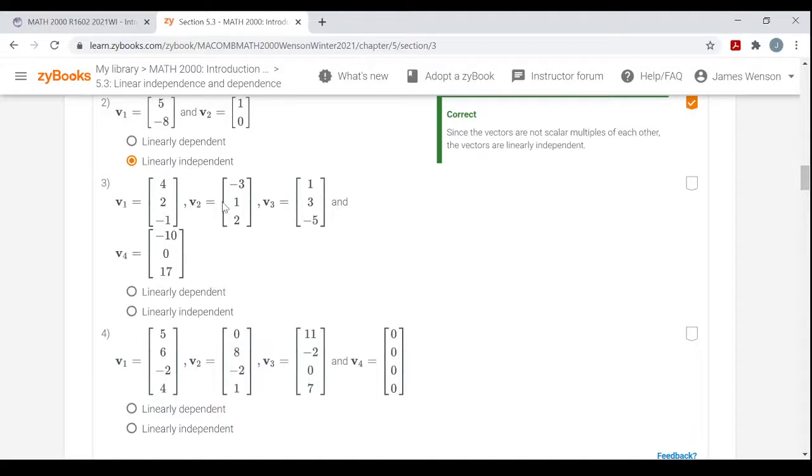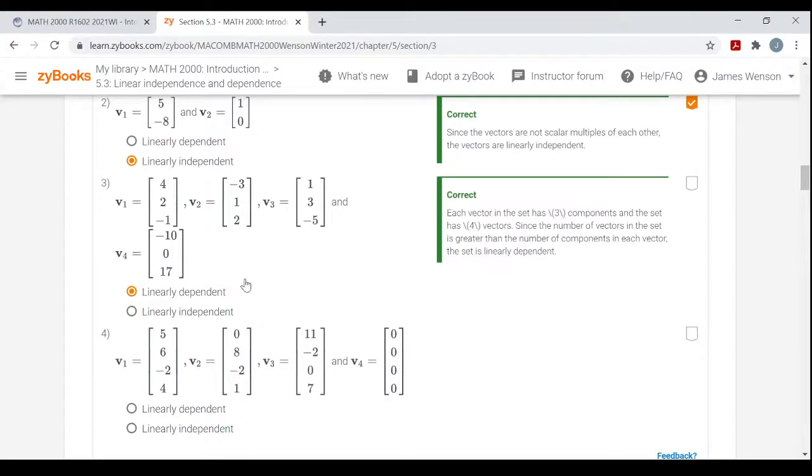You see how there are 4 vectors in this set, but there are only 3 components in each vector. So when you set up your coefficient matrix, it would be a 3 by 4. And when you put that in echelon form or reduced echelon form, at least one of those columns is going to be non-pivot. It's not going to have a pivot in it. So these are going to be dependent, and you can tell that right away. Very easy check, because again, there are more vectors than there are components of the vectors. So these are linearly dependent.